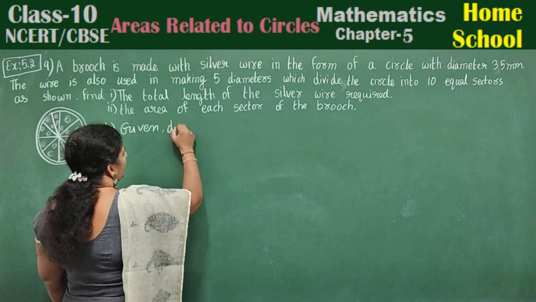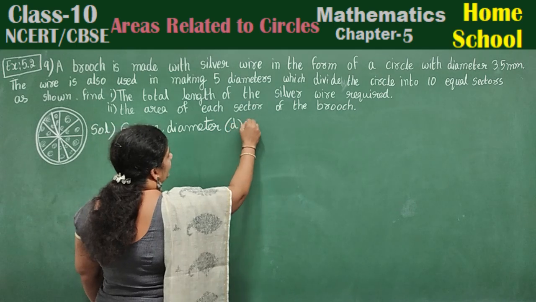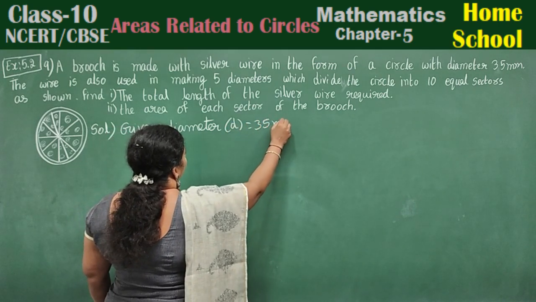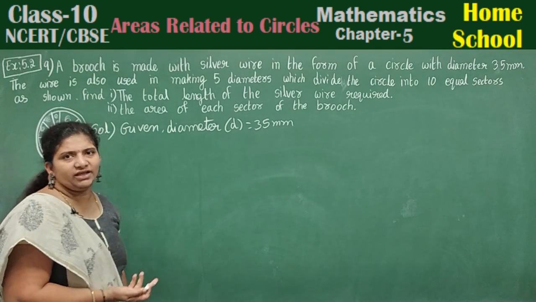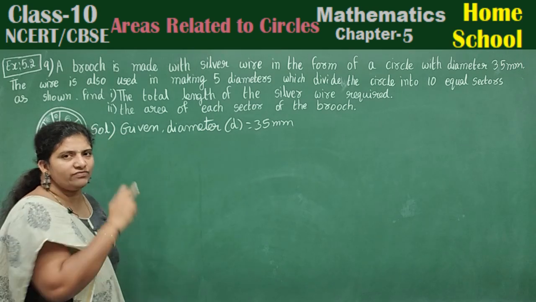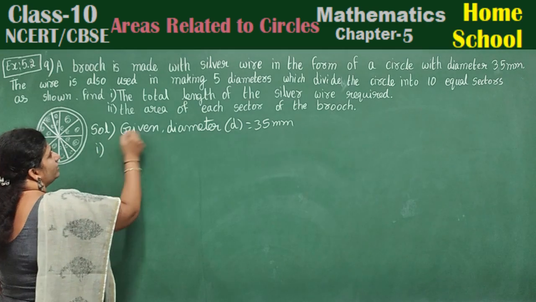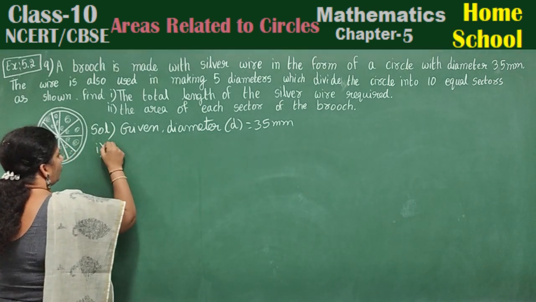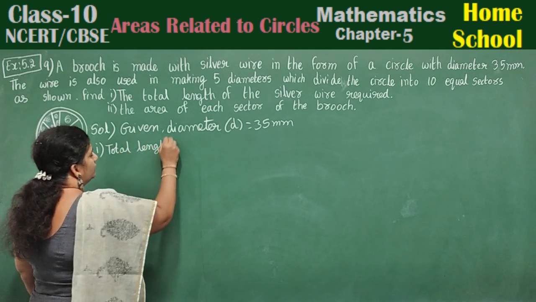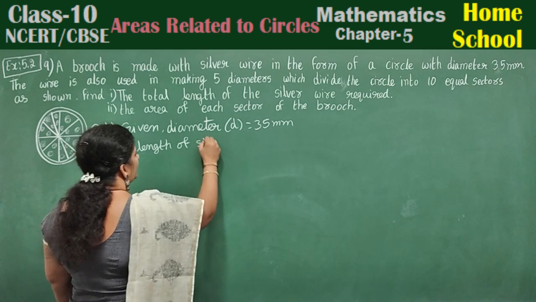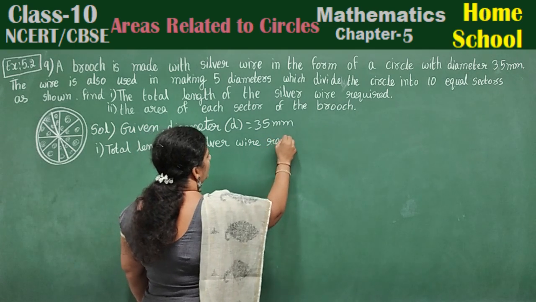Given diameter, let us take D is equal to 35 millimeter. And still what did they give? They did not give anything. The brooch is made up of circumference plus 5 diameters. First sub-question I am going to take: the total length of silver wire required.